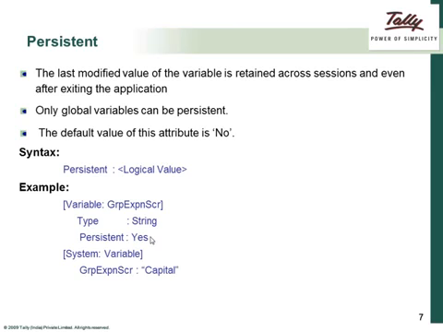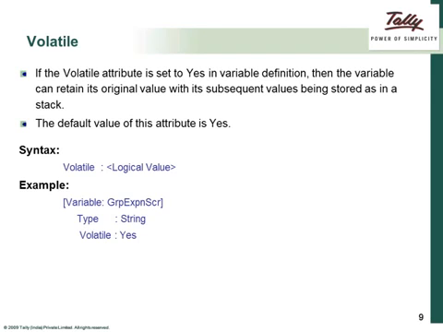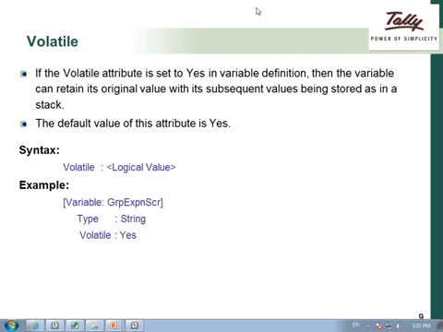Then there is something called volatile. Basically, a variable can hold only one value at a time. Now, there are certain behaviors that we need.